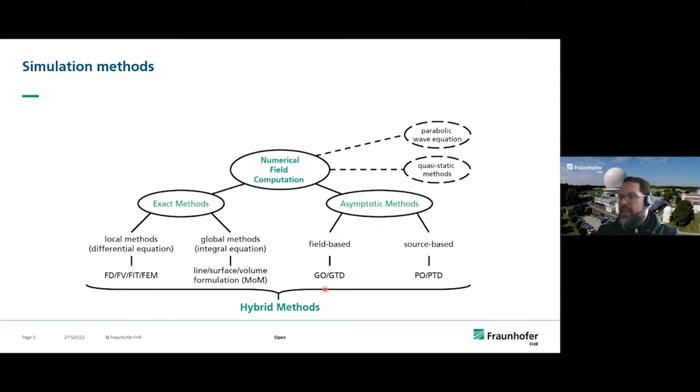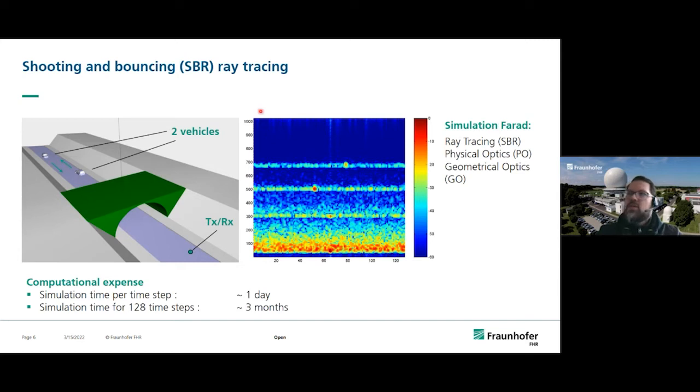And just to mention that very often some of these numerical field computation methods are so-called hybrid methods. That means that they are, for example, using both geometrical optics as well as physical optics. So let's go for one approach you could choose there. This is our simulation tool Farad, which is based on the shooting and bouncing ray tracing technique.